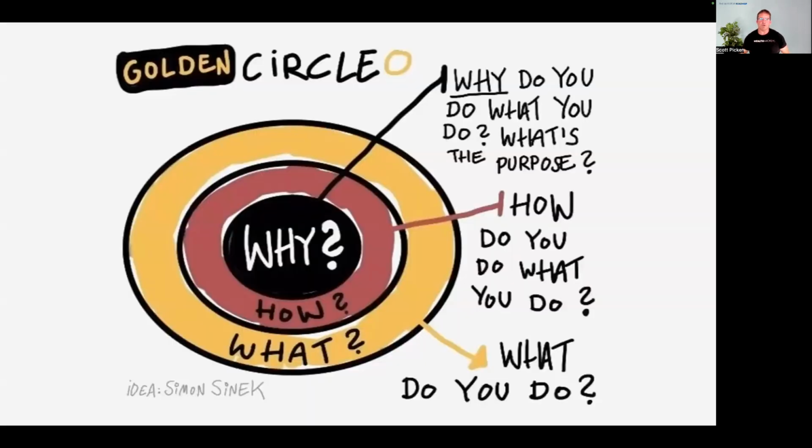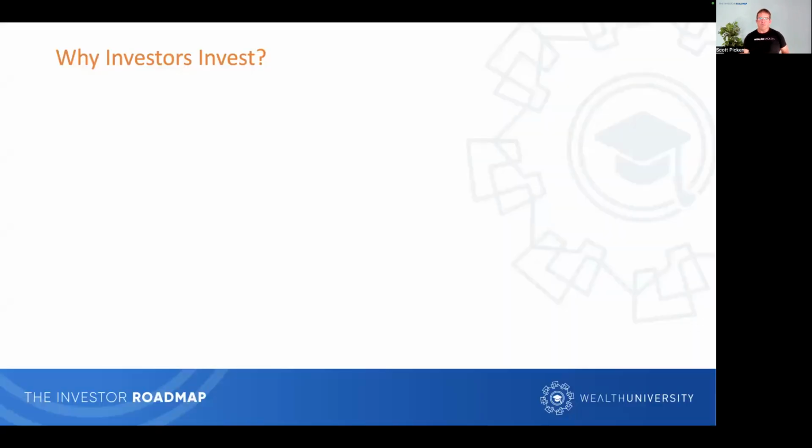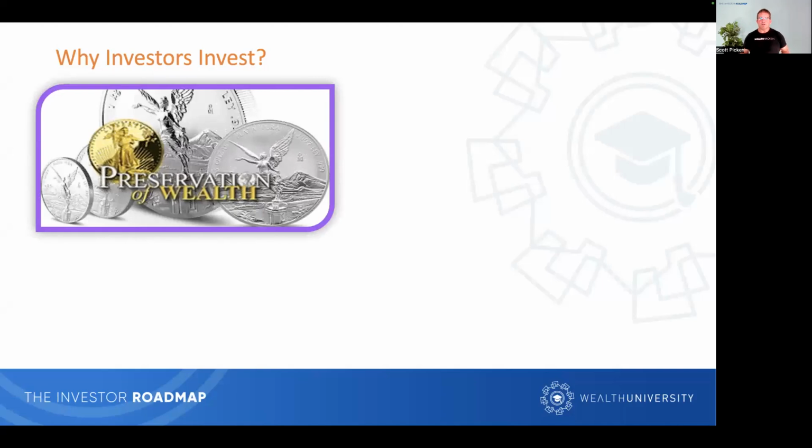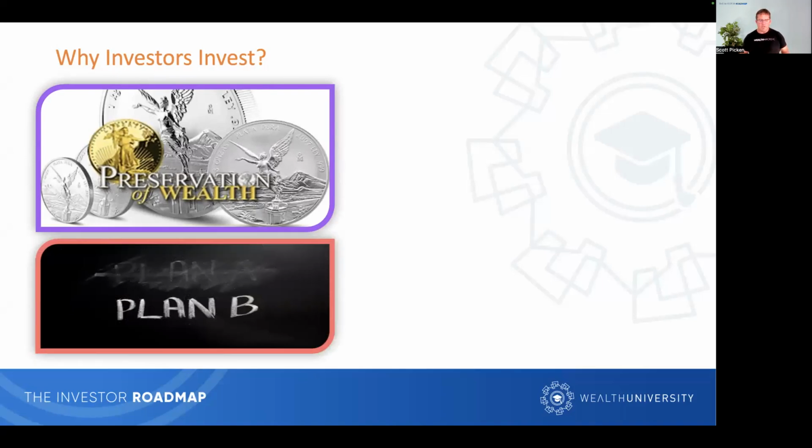And I would highly recommend you go and watch Simon Sinek's talk. It's the second most watched TED talk of all time. And most people want to know the how and the what. How do I make money? What do I do? But it's all about the why. If you get very clear on your why, then you can literally achieve anything you want in your life in terms of that process. So most investors, why? If we're talking globally diversified passive income, why do you diversify? Why do you invest internationally? Well, you want to preserve your wealth. Secondly, you want a plan B.